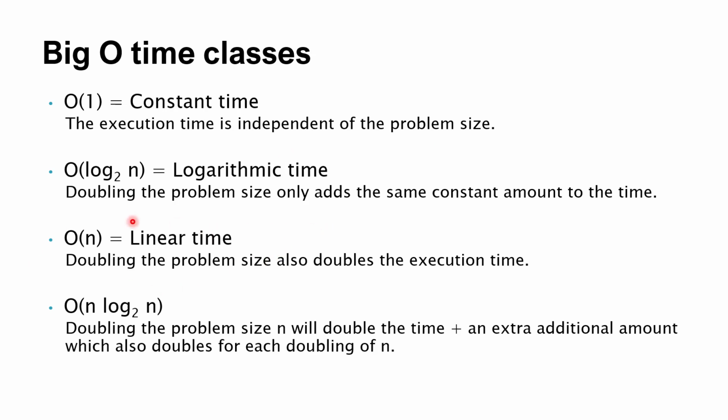Then we have linear time. This means that basically if we have a while loop or a for loop, when we double the problem size, we also double the execution time. So if we go from, let's say, 100 elements in the for loop to 200, we will double the problem size and we will also double the execution time. So that is linear. Then we have n log n, meaning that it's going to double it and add an additional amount extra when we double the input size.